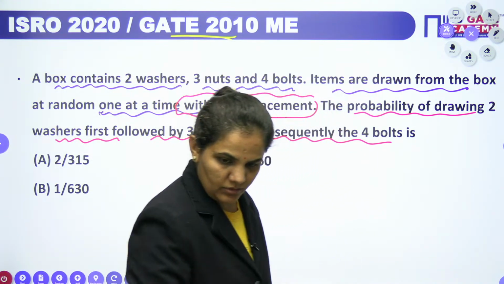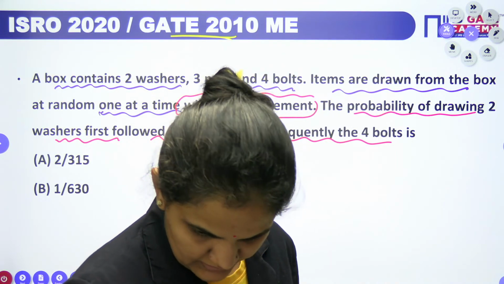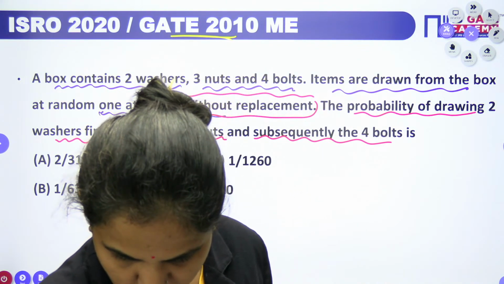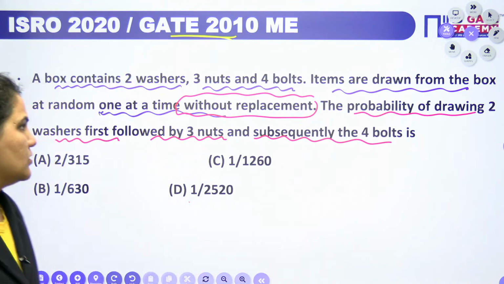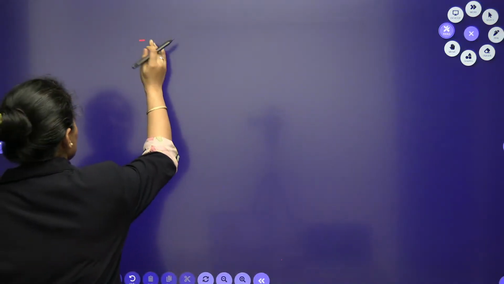Let's approach it. This is a very simple question which we can approach very easily. Let's go for the solution. So what is given to us? We can see first of all 2 washers.